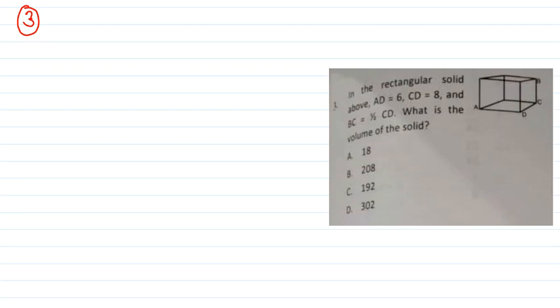Okay, now moving on to question number 3. In the rectangular solid above, AD is equal to 6. So we can say AD is 6, CD is 8, and BC is half CD, which means it is equal to 8 divided by 2, which is 4. What is the volume of the solid?